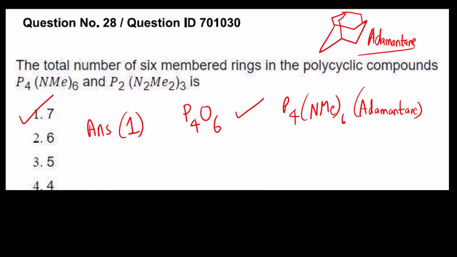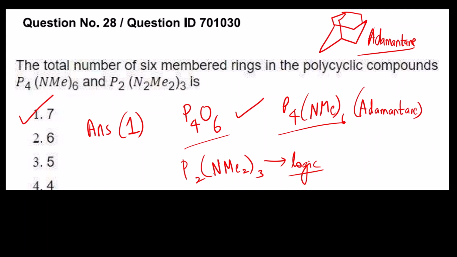The only difference is either it is phosphorus and oxygen in the case of P4O6, or phosphorus and nitrogen. And then this again you have to draw by logic. If you directly know the structure, then you can draw it, or else it is better to skip this question if you're not sure, but it's not very difficult. If you know P4O6, you can easily draw the second one.